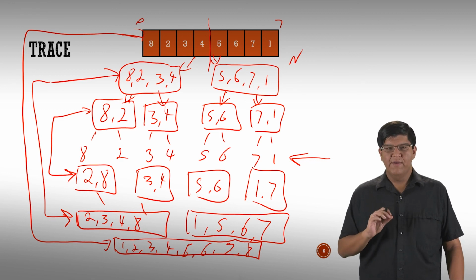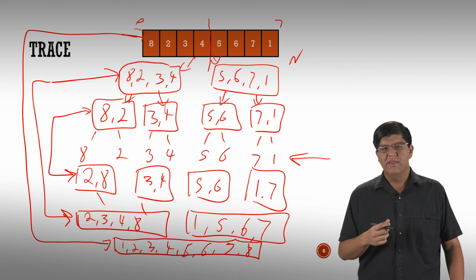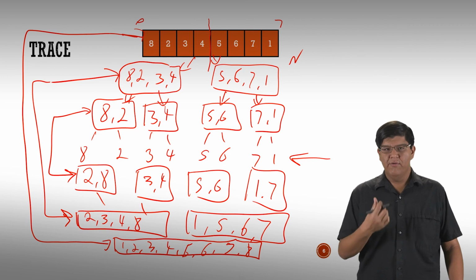All right, so hopefully this makes sense. This is a visual trace. We'll take a look at the code in a few minutes. The main difference is going to be that instead of having these little chunks that I've drawn here, we're going to be passing around indices to indicate where in the array we're actually working.